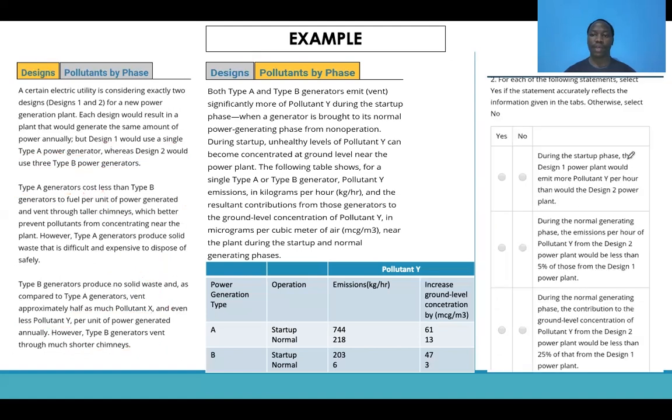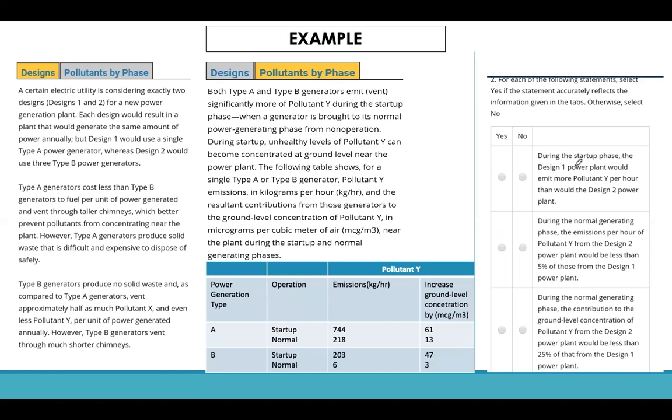Let's move on to the second question. For each of the following statements, select yes if the statement accurately reflects the information given in the tabs. Otherwise, select no. So this would require you to properly have understood what information is in both tabs. All right. So let's look at the first option.